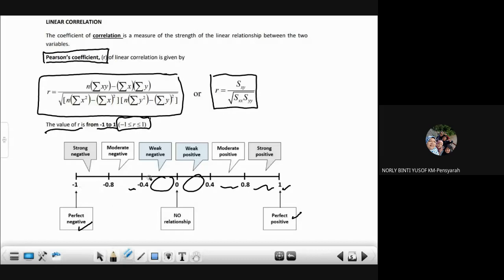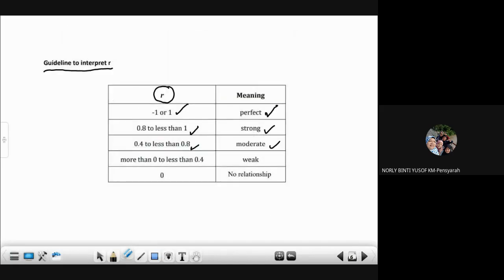Berdasarkan nilai R. So kalau you nak lebih nak hafal, boleh guna jadual lah kan, ataupun nak guna number line. So dua-dua boleh. So weak apa? Weak positif ataupun weak negative relationship. 0 memanglah no relationship. Okay.